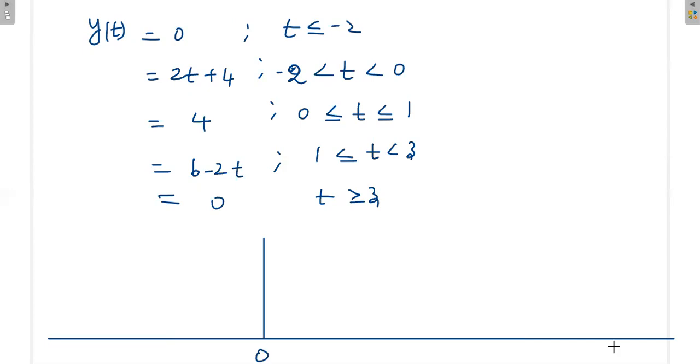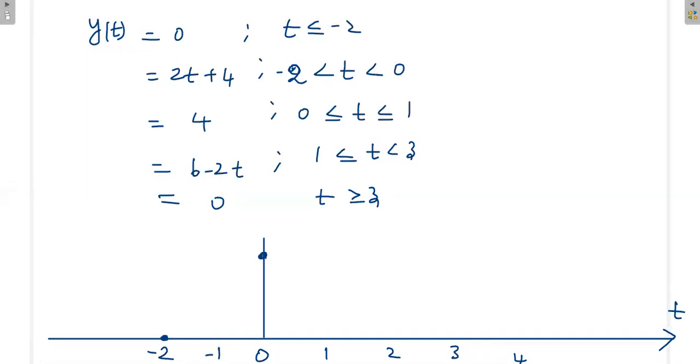Zero, t, minus 2, minus 1, 1, 2, 3, 4. Okay, see, when t is less than minus 2, it is 0. Then when t is in between minus 2 and 0, then we are having an equation like this, 2t plus 4. Exactly at t is equal to minus 2, we will be getting 0, because 2 into minus 2 is minus 4, plus 4 is 0. Then at t is equal to 0, what is happening? If you substitute t is equal to 0 here, that is 4. So that means we'll go up to 4.